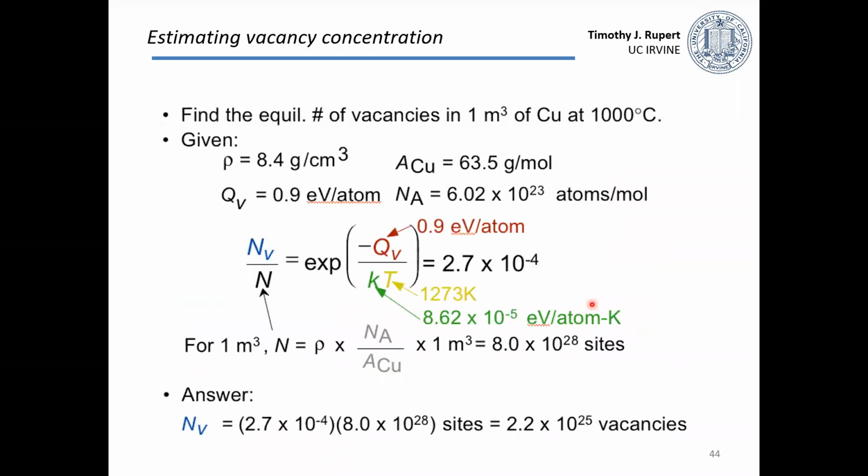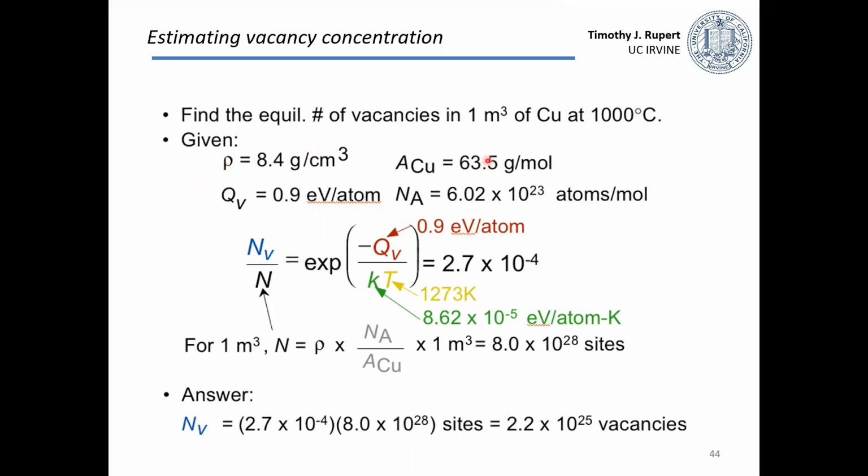So that's a kind of problem that I could give you. I could say, well, I'm going to give you a given set of material. I want you to find the number of vacancies in 1 meter cubed of copper at a given temperature, 1,000 degrees C. So it's actually quite a big chunk of material. I just did it to simplify the math, okay?